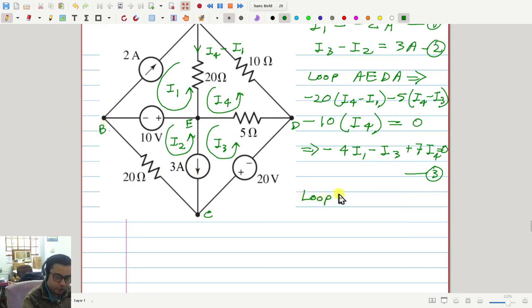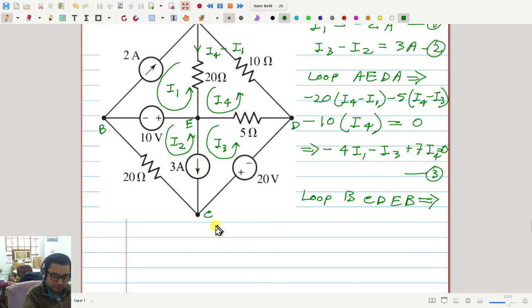We will take this loop B, C, D, E, B. These lower 2 triangles together. Okay? Because if we take only the smaller triangles, you see some current source will come and we do not know what is the voltage across those current sources.